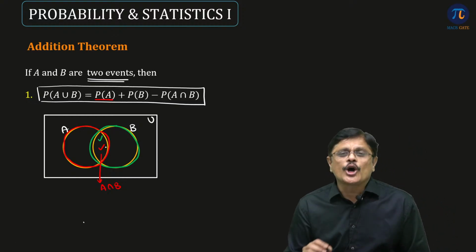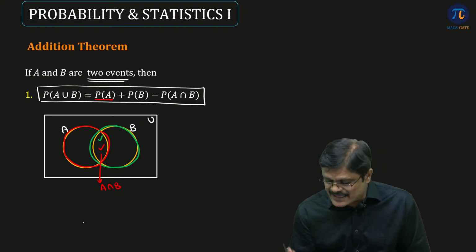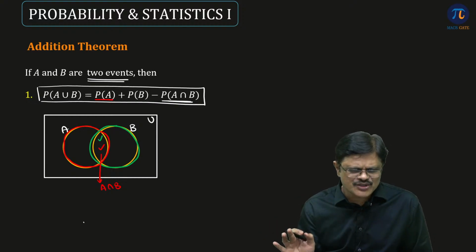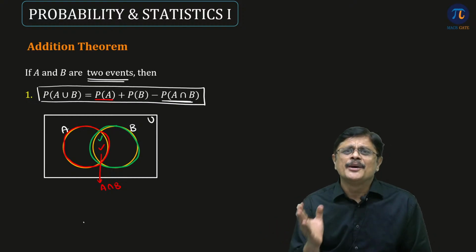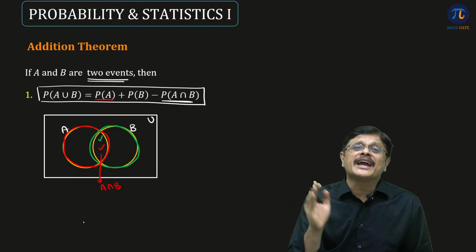So this particular common portion is counted 2 times, but actually it needs to be counted only once. That extra time you are subtracting here. So that is the logic, my dear friend, nothing more than that. So what is the probability of A union B? Probability of A plus probability of B minus probability of A intersection B.